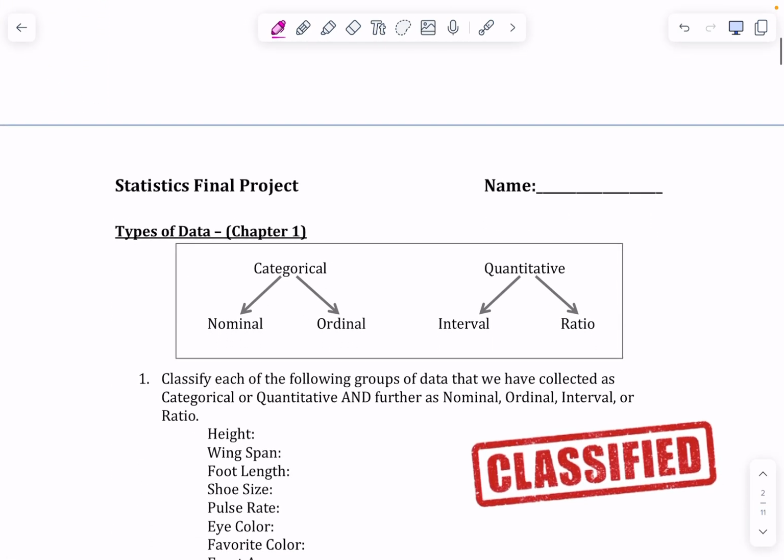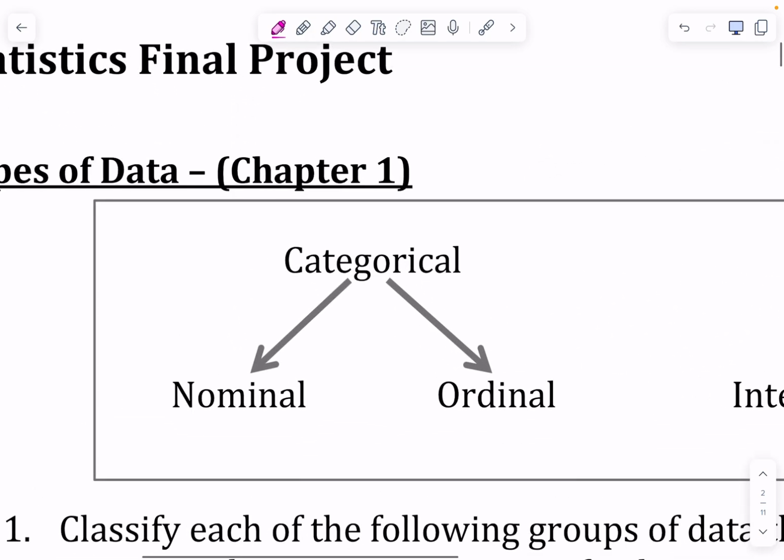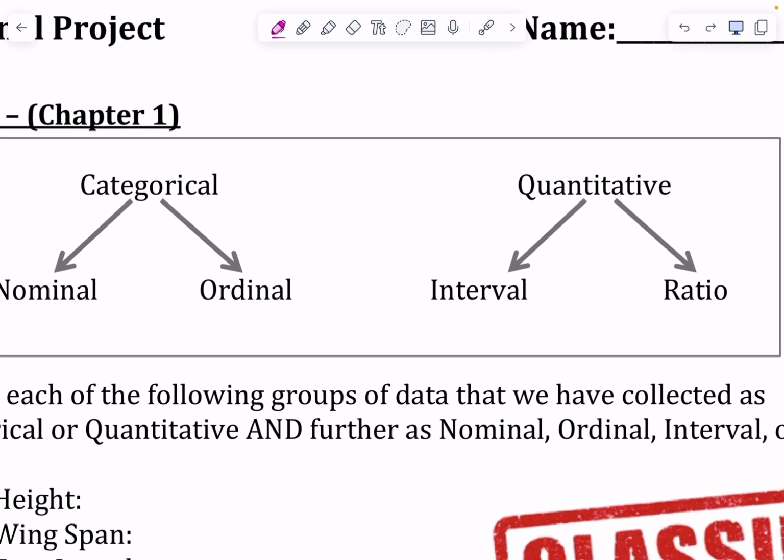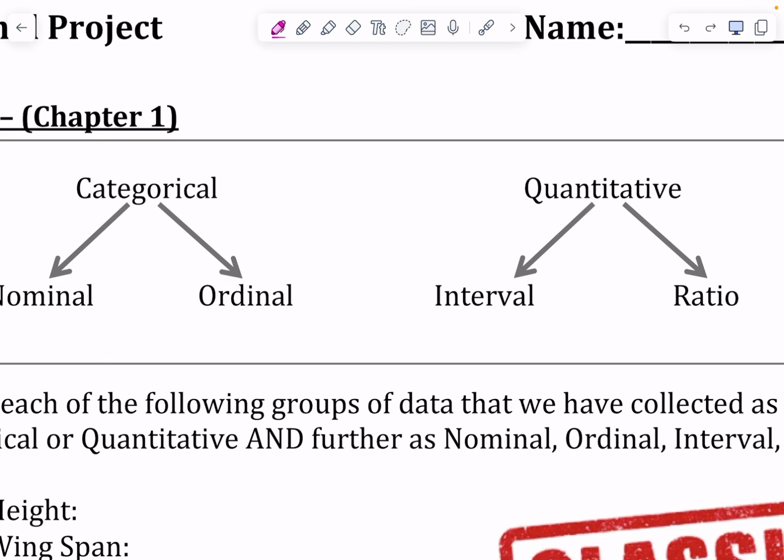All right, the first page is based on chapter 1. This is all classifying data. So we had 2 subgroups of data. We had categorical data and quantitative data. Somebody give me some information. What's categorical data versus quantitative? Categorical is categories. Quantitative is numbers that you can calculate with.